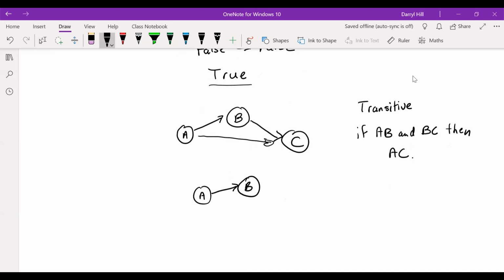So is this a transitive graph? Yeah, no, it is actually a transitive graph. Simply because, and it's not quite intuitive sometimes, I'm saying if AB and BC, well, I have no BC, so this is false. So then I really have this implication of false implies whatever.